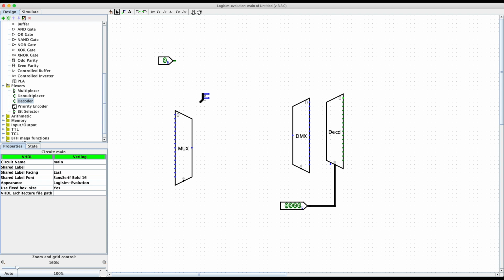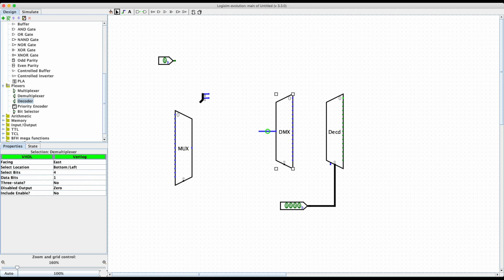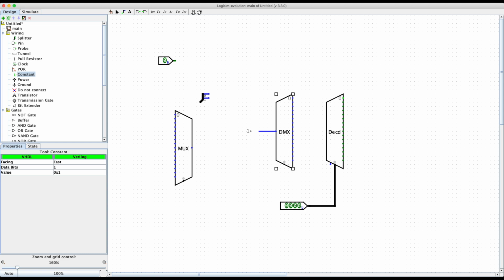What about the demultiplexer? It's about which output is connected to the input. The input could be a 0 for all we know, right? So the decoder is basically like if I put a constant of 1 right here, right? It's just a matter of which one am I selecting. Okay, does that make sense?